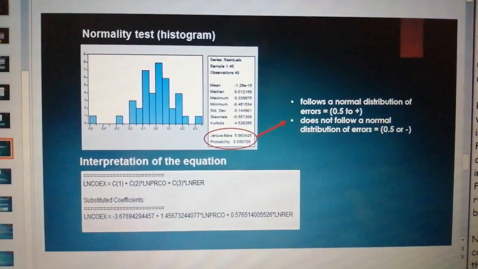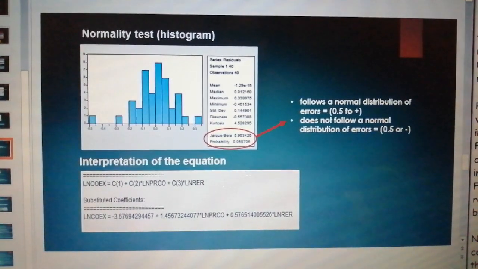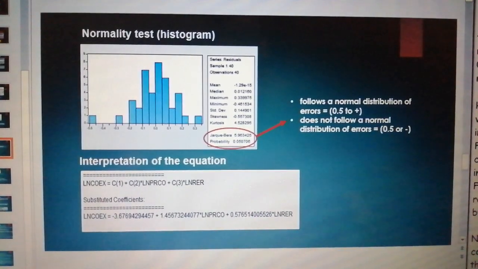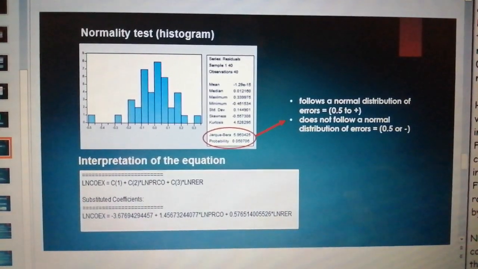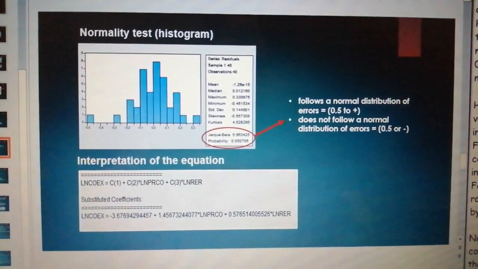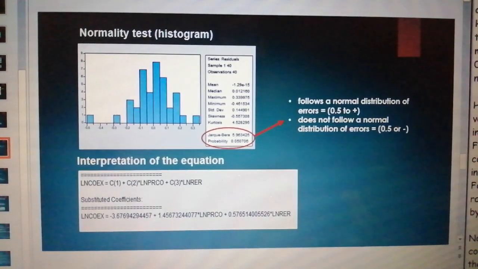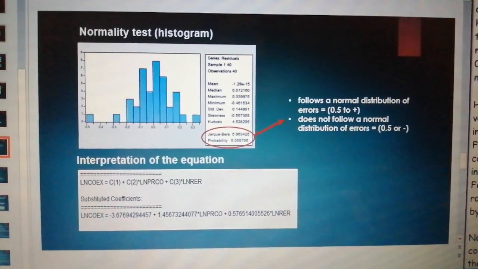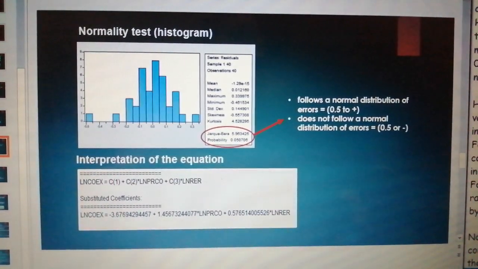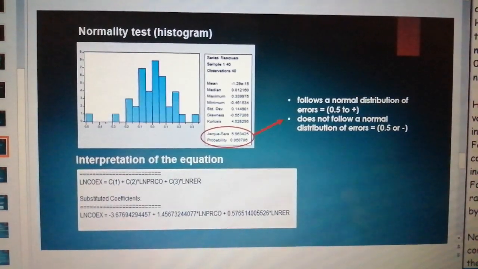Now, to check the normality of errors, we apply the errors normality test. Here we observe the Jarque-Bera results, in this case with a p-value of 0.05. We must say that at a significance level of 0.05, we can say that the model follows a normal distribution of errors.